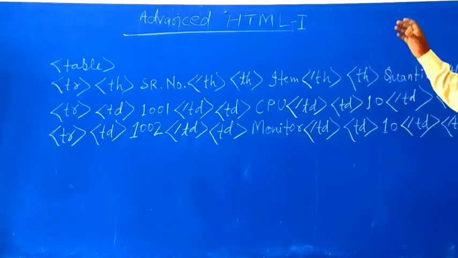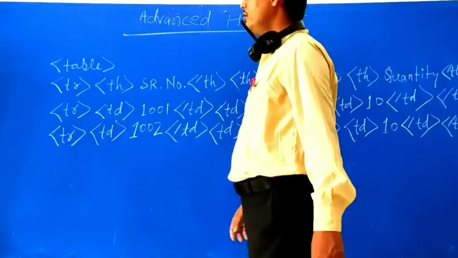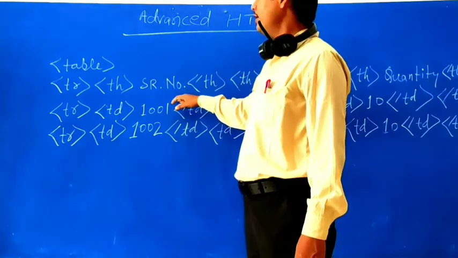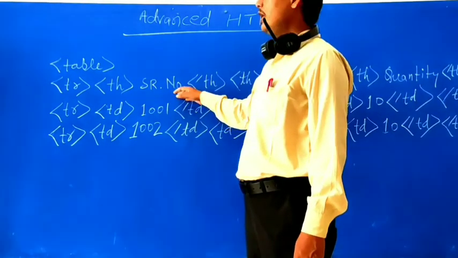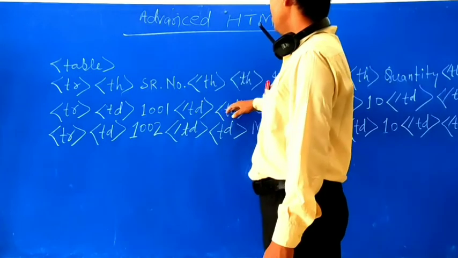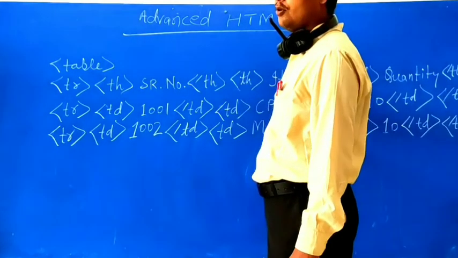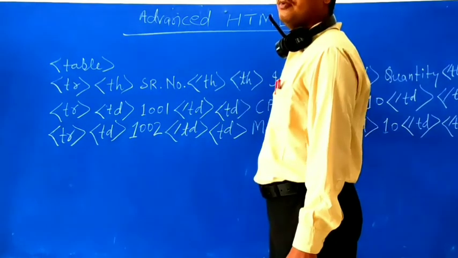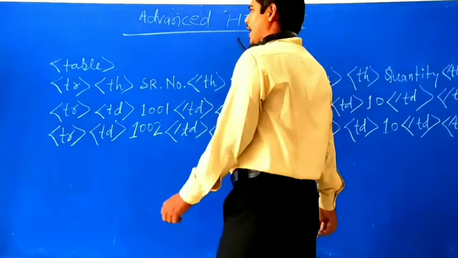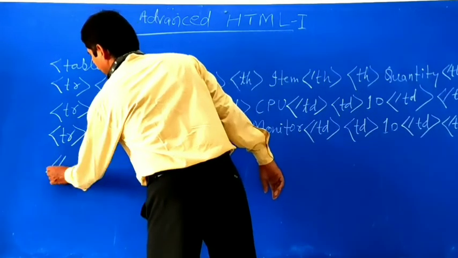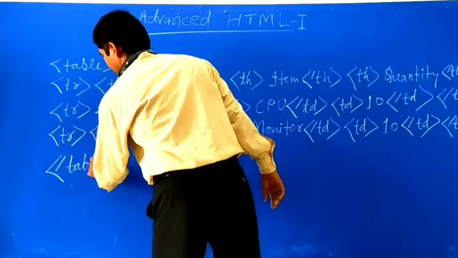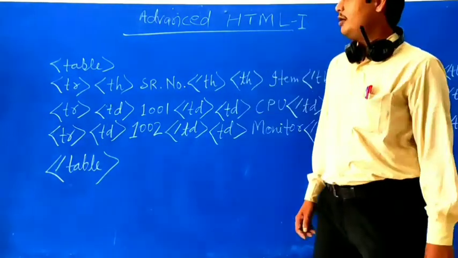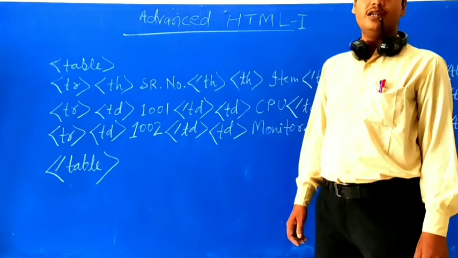In this way we will create rows, and then we will give the heading, then we will close the row, then we will open the rows, then we will edit the data, then we will close the row, then again we will open the row and edit the data, then we will close the row, and at the last we will close the table. Okay, so in this way you will learn how a table is created in the web page.